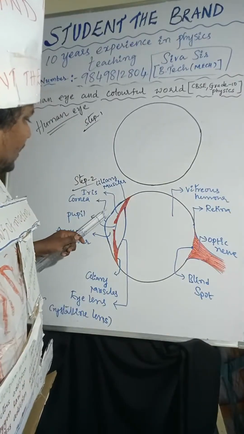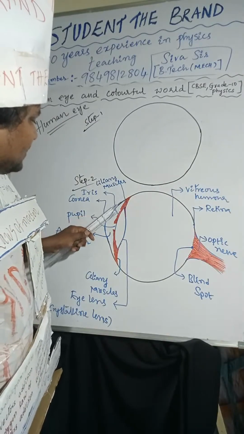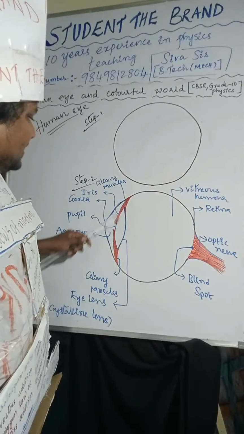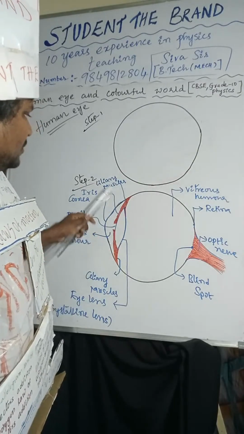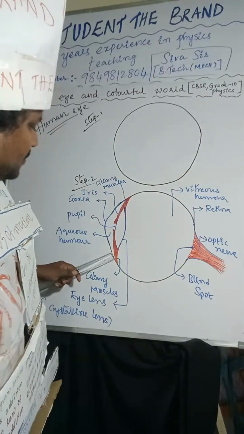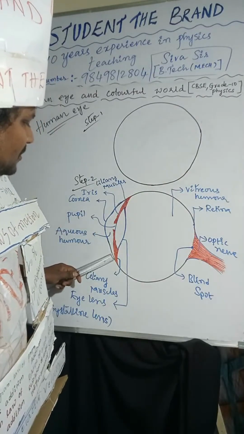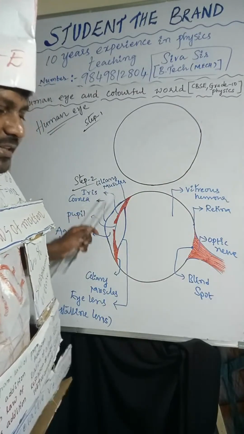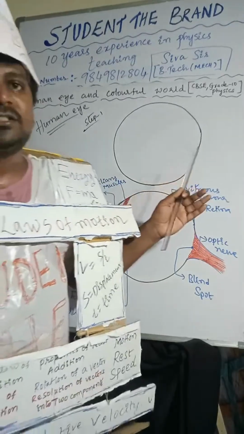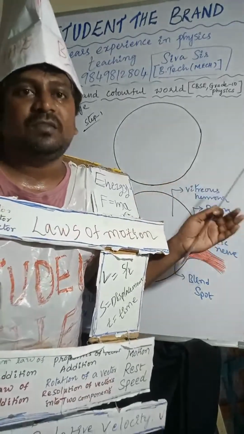One more point: the ciliary muscles. Ciliary muscles will adjust the curvature of the eye lens. So this is the ciliary muscle, this portion and this portion. These are the ciliary muscles, and they will adjust the curvature of the eye lens.